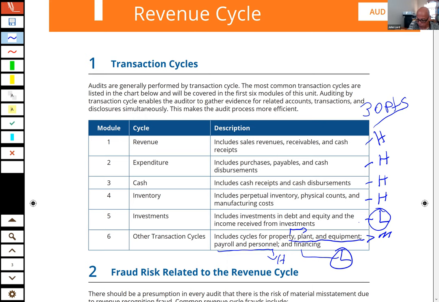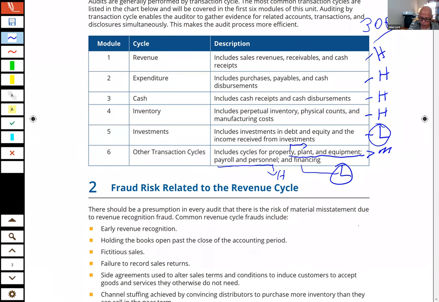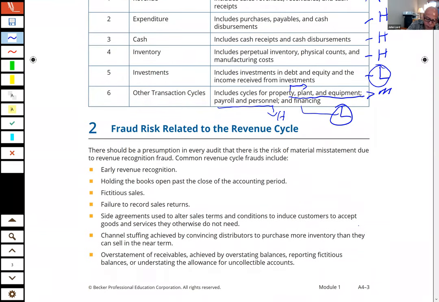Okay. Now we start talking about the revenue cycle here, and we don't get very far. They start reminding us about the risk related to fraud in the revenue cycle. And that makes sense because when there have been fraud schemes over the years, it's been around revenue. I mean, you don't read an article about fraud in the office supply account. It tends to be around revenues.